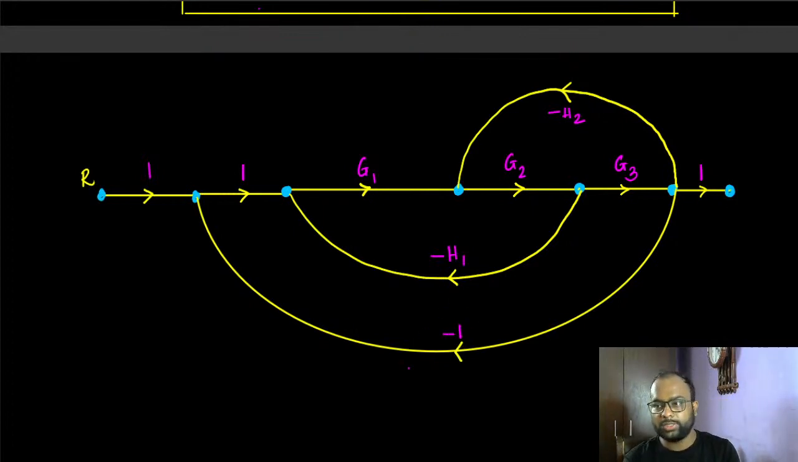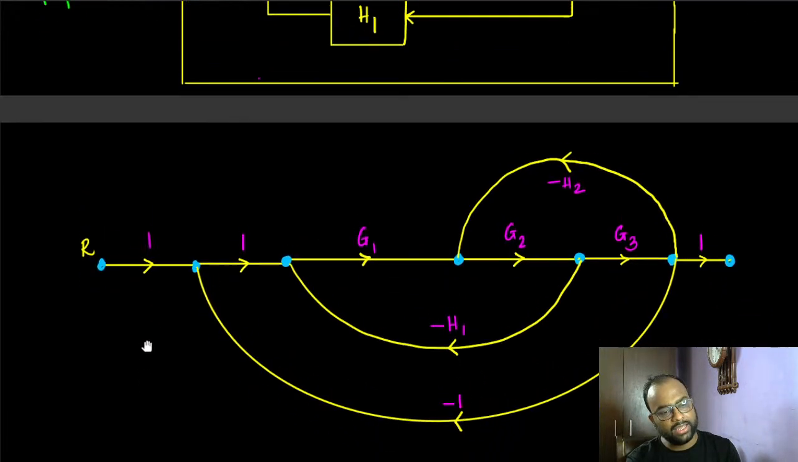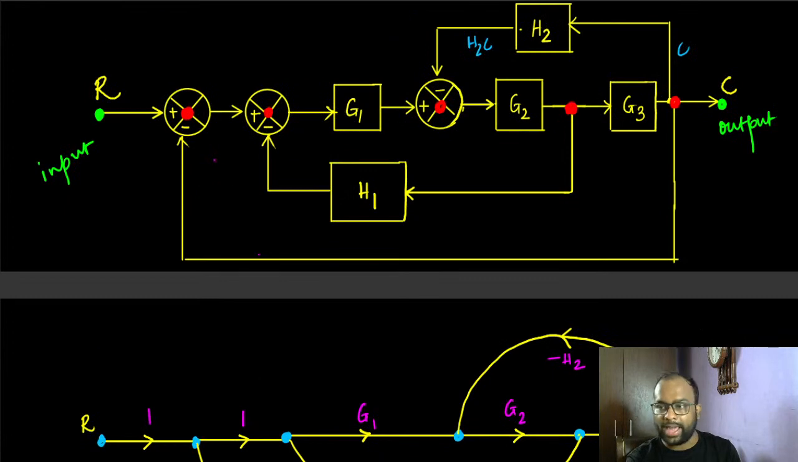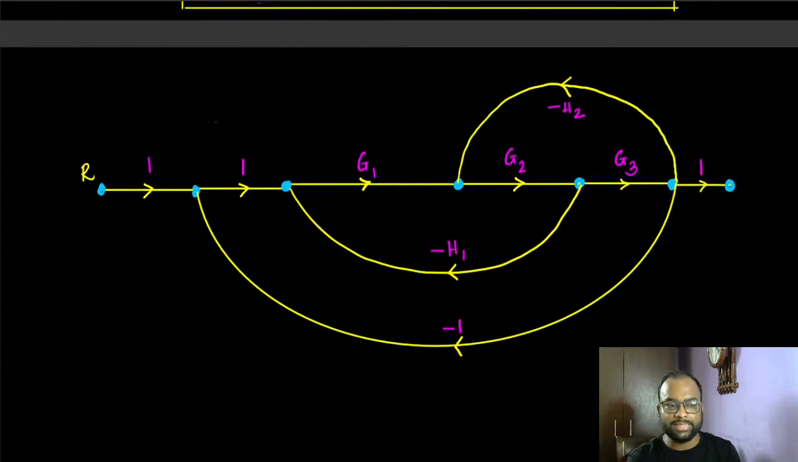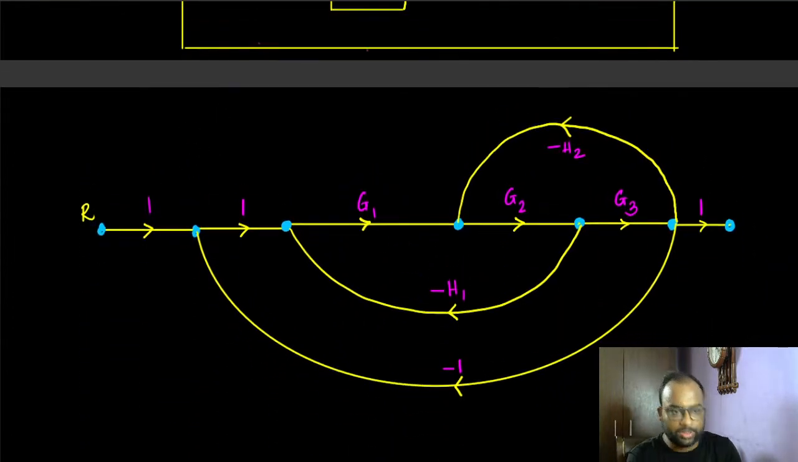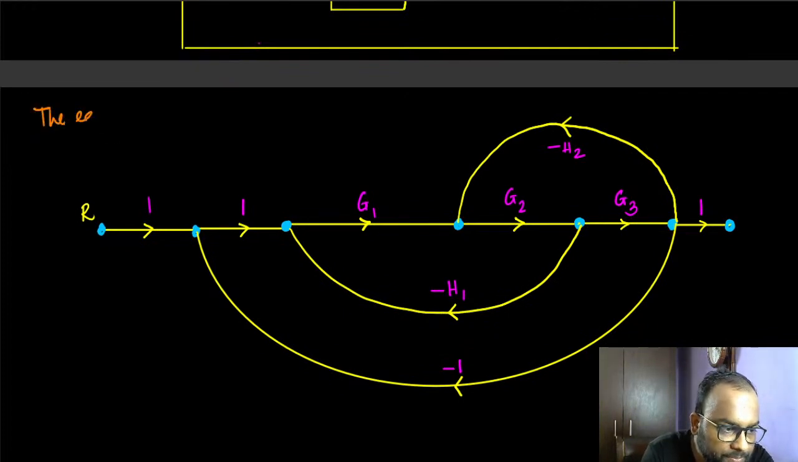Okay, so this is what we have here. What we have here depicts essentially the same block diagram, but instead like a graph. So this is what we call the equivalent signal flow graph.